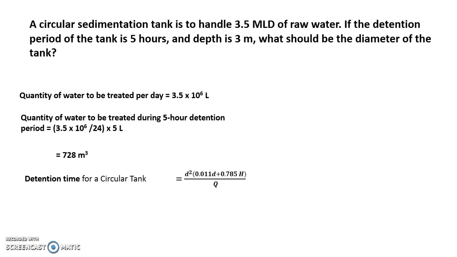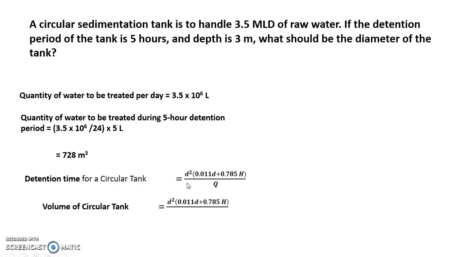Now to calculate the detention time, we have this formula. It says d square into (0.011d plus 0.785) times h divided by q, and that is the detention time. So we all know that detention time into the discharge is volume. We have a classical formula: discharge is volume by time, so volume is discharge into time. That is what we approximate here. It is q into time, or the detention time.